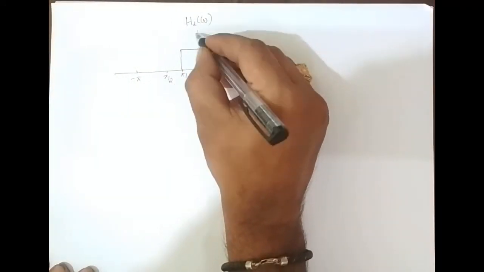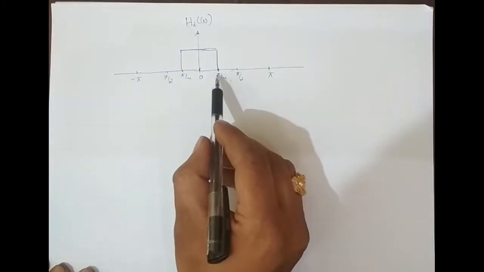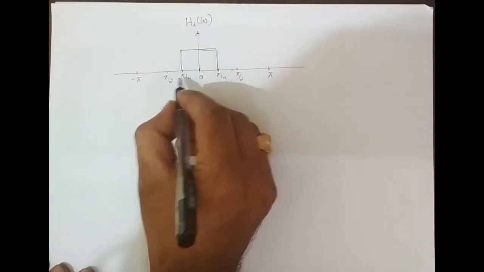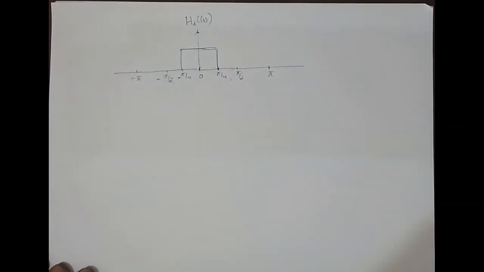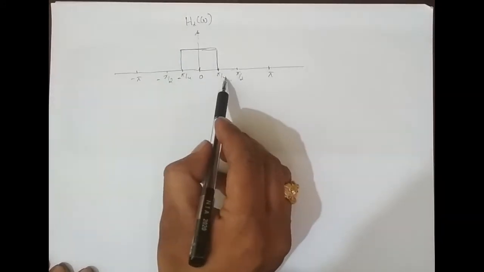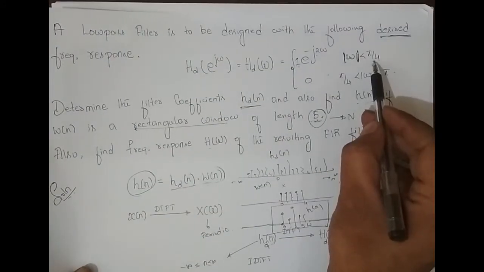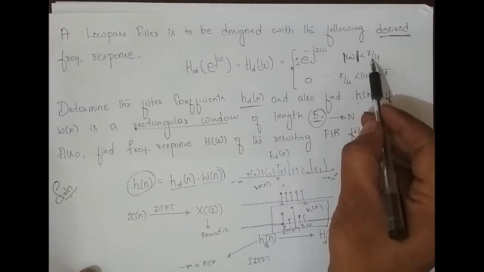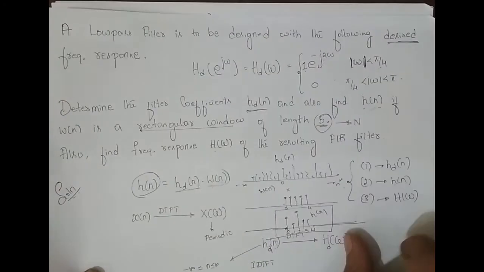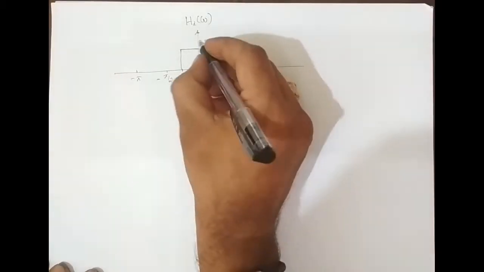For magnitude of omega less than pi by 4, I have to consider both the positive side as well as the negative side. So from minus pi by 4 to plus pi by 4, it is 1.